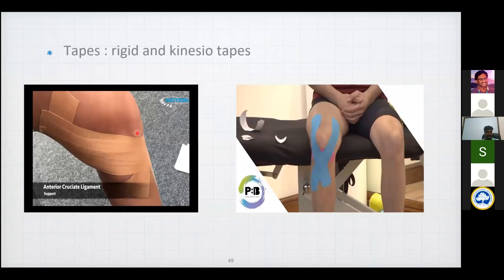So these are the two types of tapes, supports that are used. This is a rigid tape and this is a kinesio tape. Rigid tapes, we have certain faults in this image. I could not find a better image. There has to be an under tape, because rigid tapes contain zinc oxide and they stick so much to the skin that when you take it off, they come off with the skin. So you have to be very careful. Preparation of skin is very important, and then apply under tape and then apply this tape.